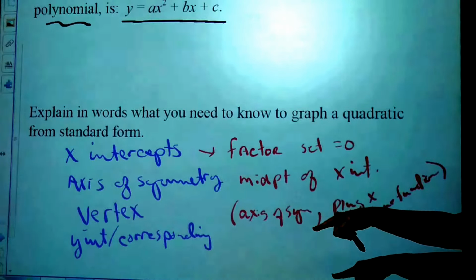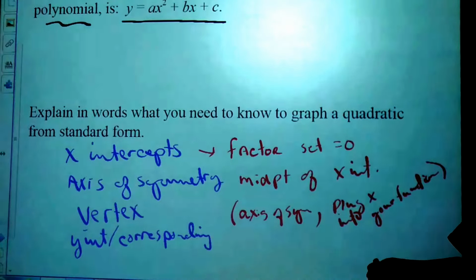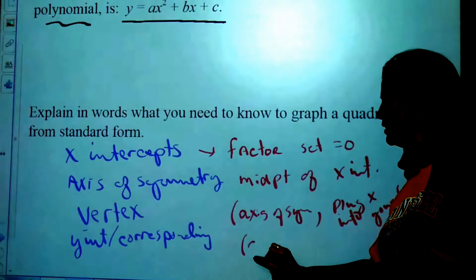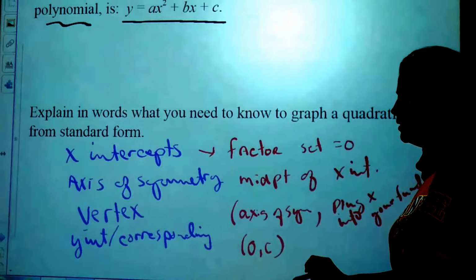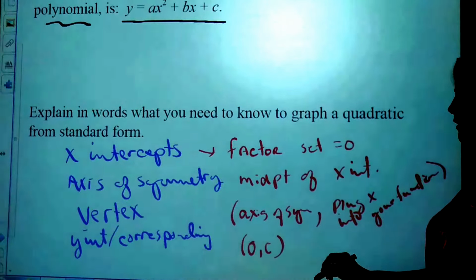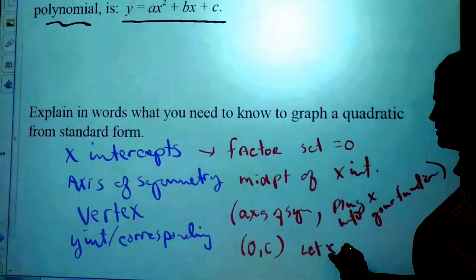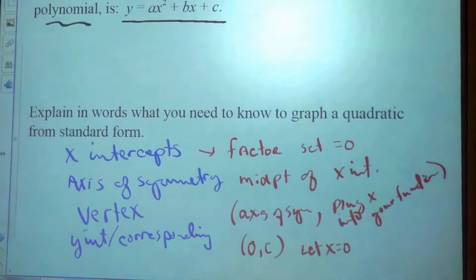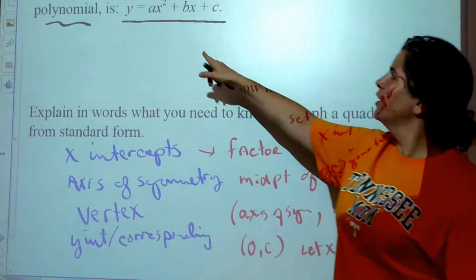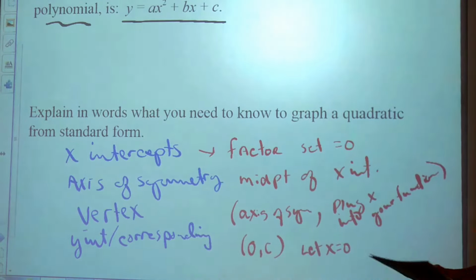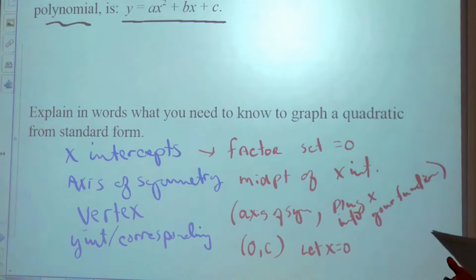Okay. And finally, for the y-intercept, if you are in standard form, it's simply that c value. It's 0, c. But if you're in any form, you simply let x equal 0 and solve. I don't really have to here though, because 0 plus 0 gives you just the c value. Alright, so that's standard form.